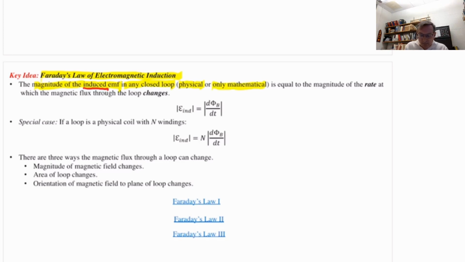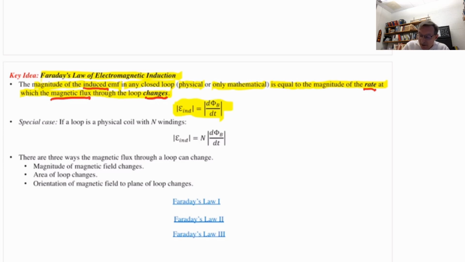It might be a construct, a mental construct, and not an actual physical loop. Either way, the magnitude of the induced EMF in any closed loop is equal to the magnitude of the rate at which the magnetic flux through the loop changes. Boy, a lot of important words there. Rate at which magnetic flux through the loop changes. And I'm just dealing with magnitudes the way I write Faraday's law. But here it is in symbols.